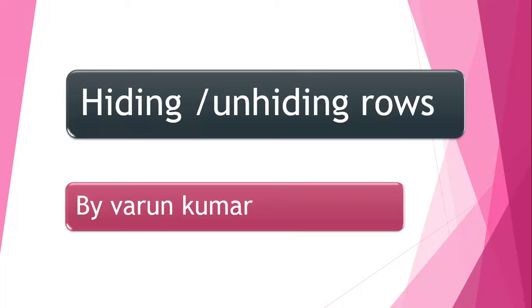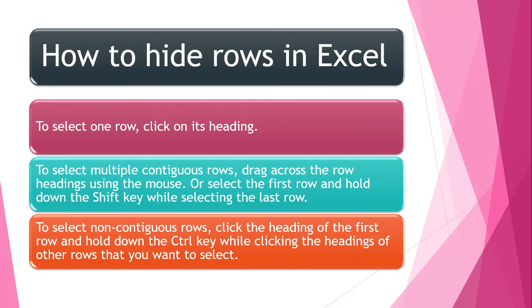And now we are going to discuss hiding and unhiding rows in Microsoft Excel. How to hide rows in Excel. To select one row, click on its heading. To select multiple contiguous rows, drag across the row headings using the mouse.